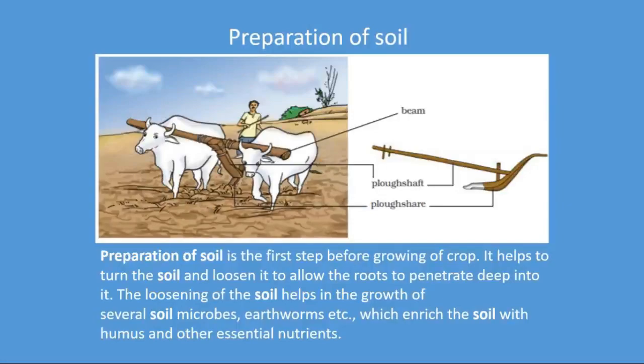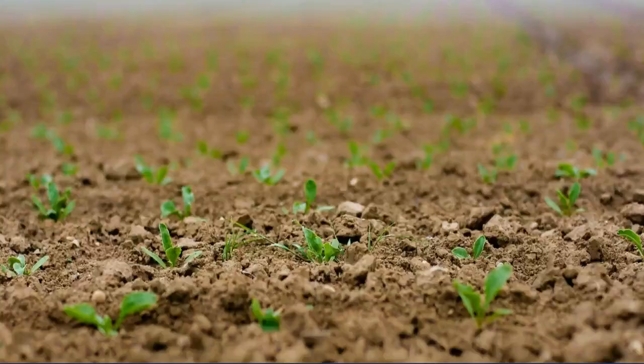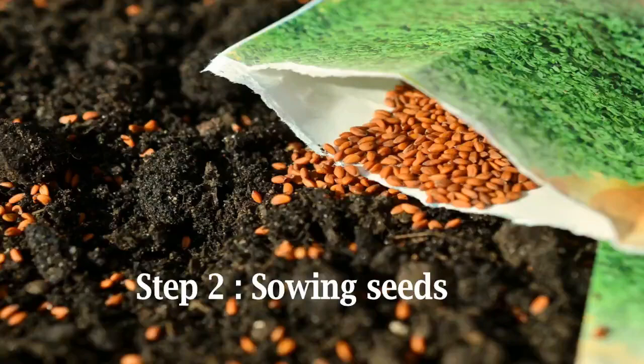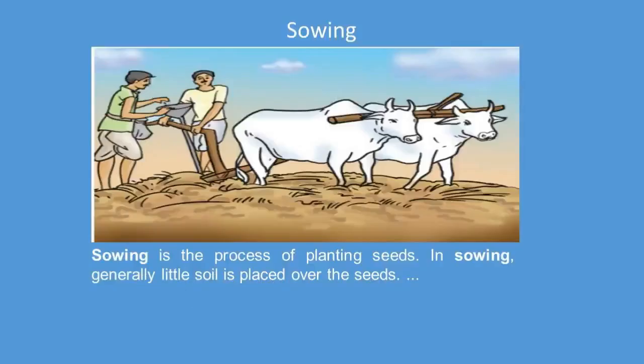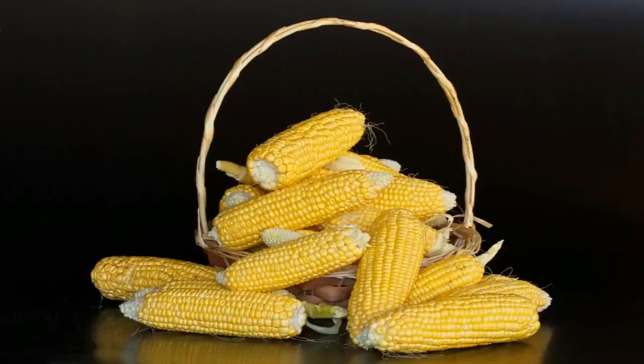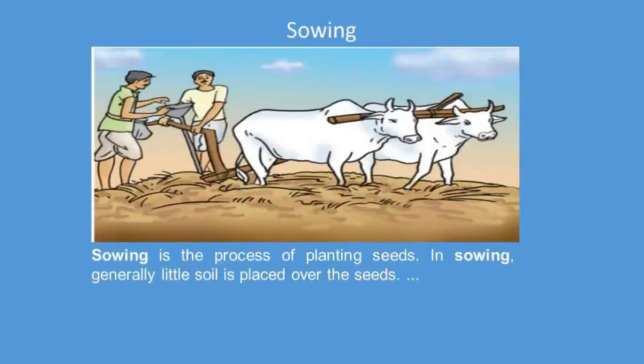After preparing the soil, then what we do? We have to sow the seeds. So the next step is sowing the seeds. Right? So what is sowing then? Sowing is the process of planting seeds. So there is some pattern in planting seeds. It depends upon crop to crop. Some seeds are to be deeply put onto the soil and some just on the surface.